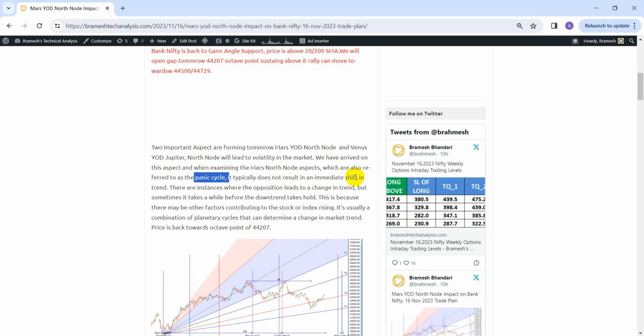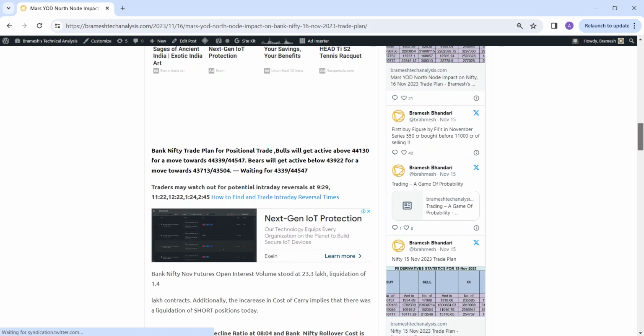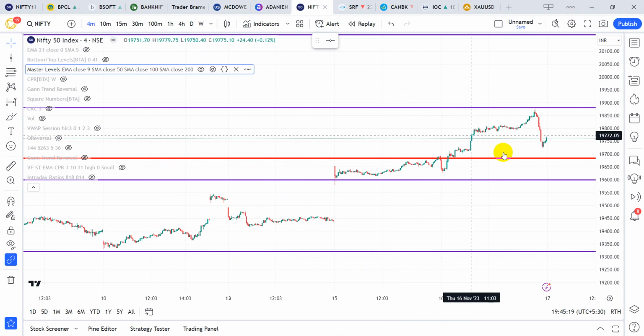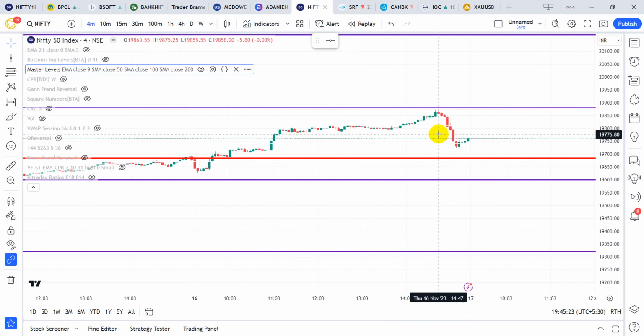It typically does not result in an immediate shift in trend. There are instances when the opposition leads to a change in trend, but sometimes it takes a while before the downtrend takes hold. It is basically called a panic cycle. Based on the planetary movements, we have even devised our timing. These were our intraday timings. Our last time was 2:45, and from 2:47 we started seeing this sharp decline in the market.